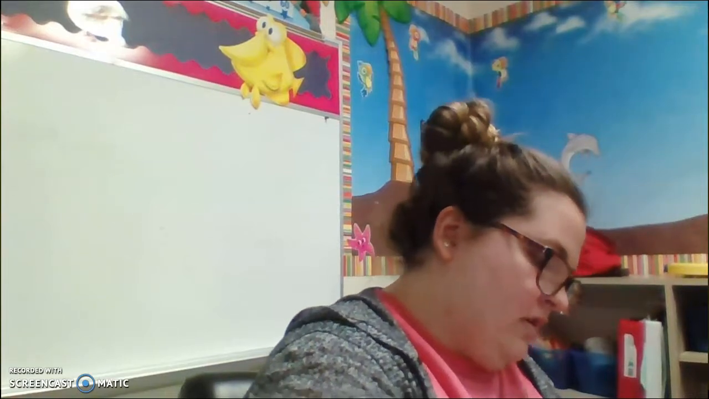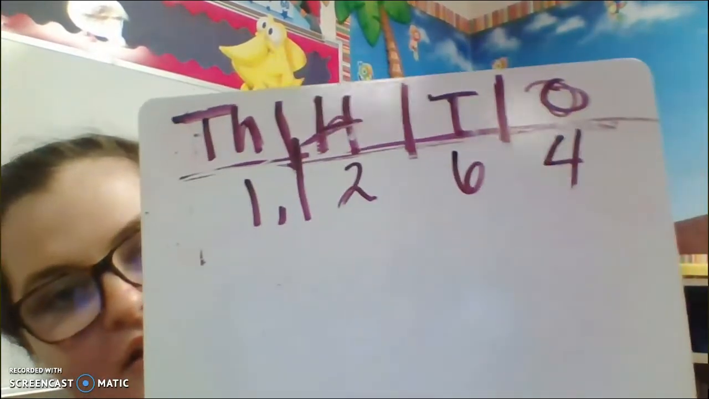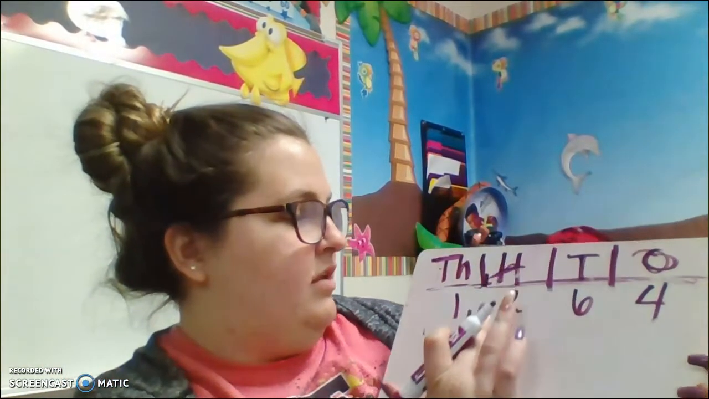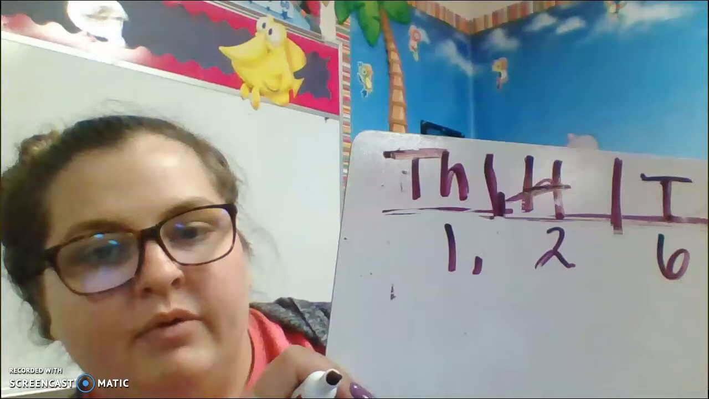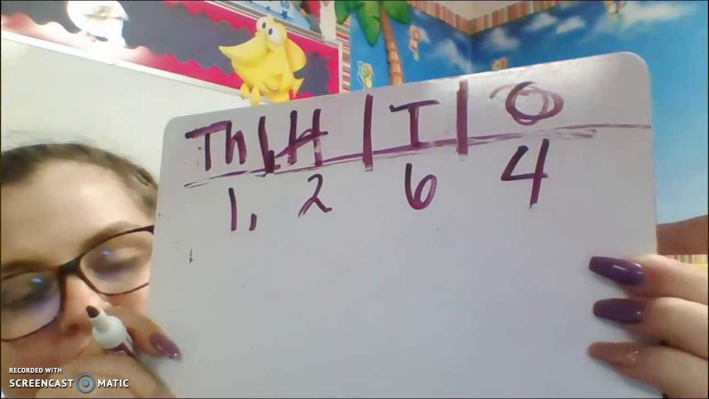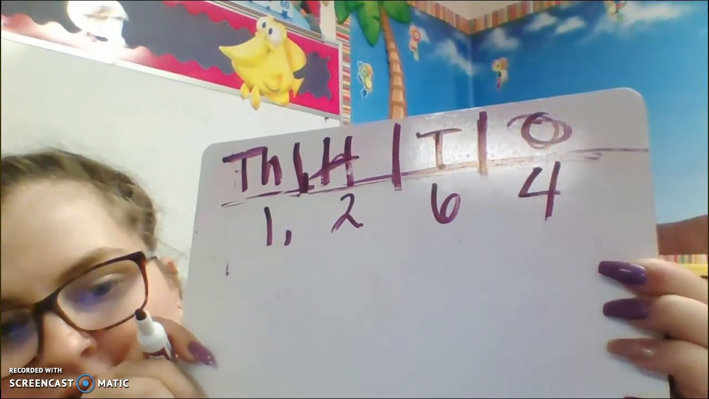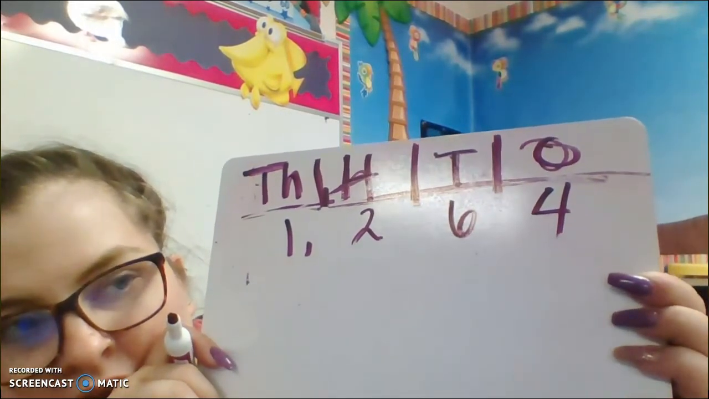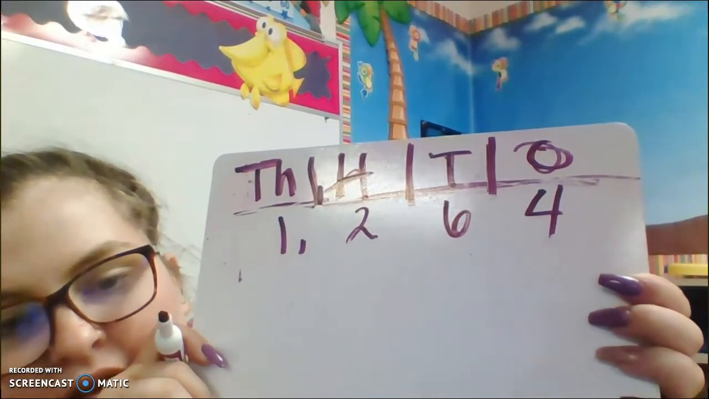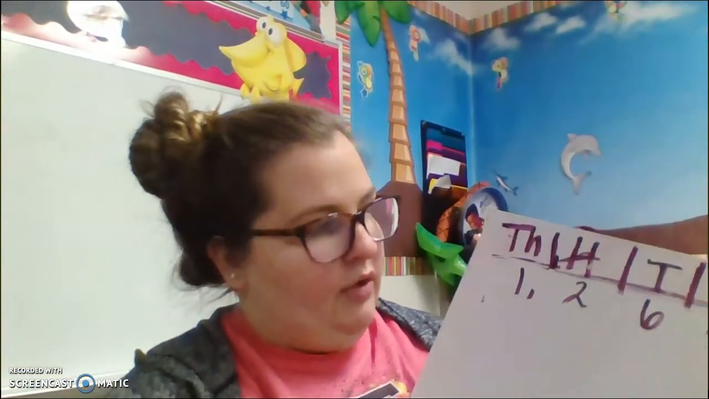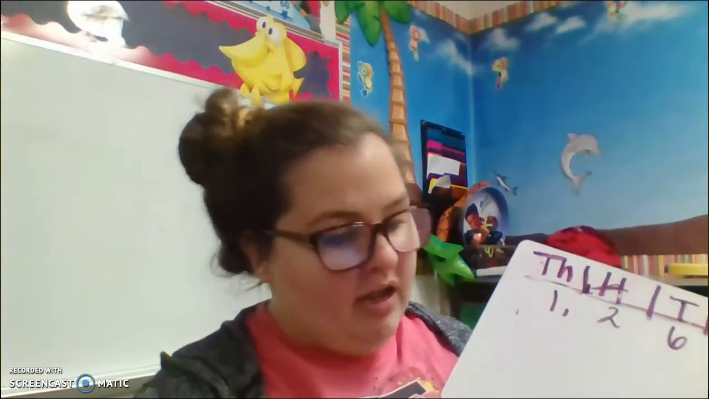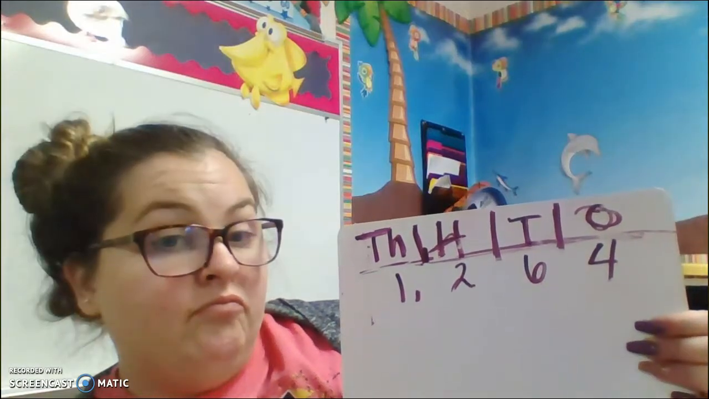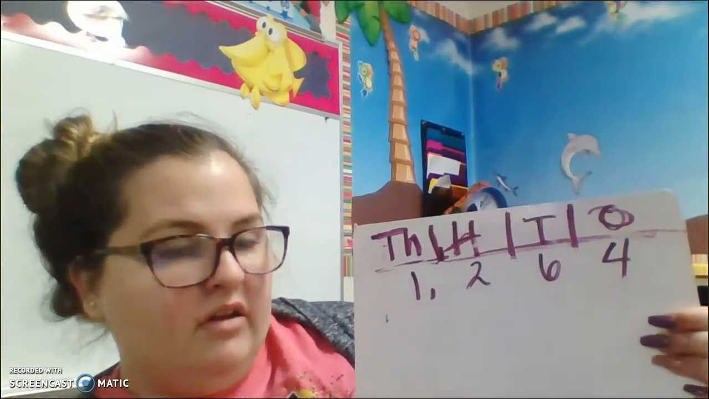Okay, so we have this number right here. We have 1,264. Now I want us to figure out what this is going to look like. When we decompose this number, what is it going to look like? We are going to break it apart. So let's start in our thousands place.